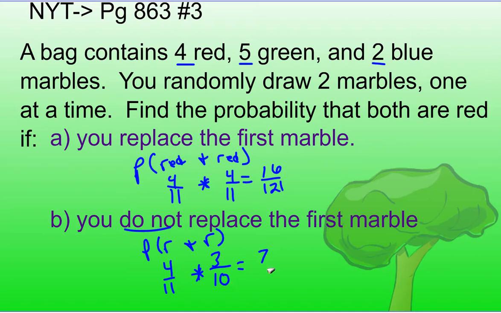How did I get 7? I added instead of multiplied. The probability is 12 out of 110. And that does simplify, and you get, what, 6 out of 55? I think that's it. So you can see the probabilities are not the same with replacement and without replacement. Without replacement, the number changes. With replacement, it stays the same.